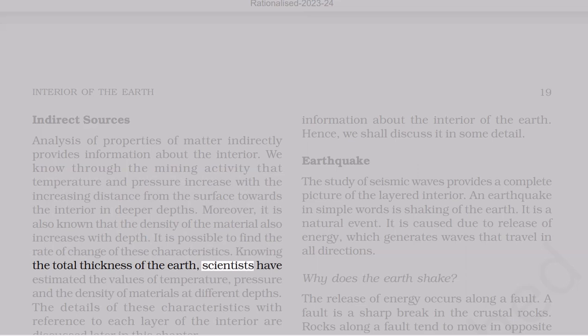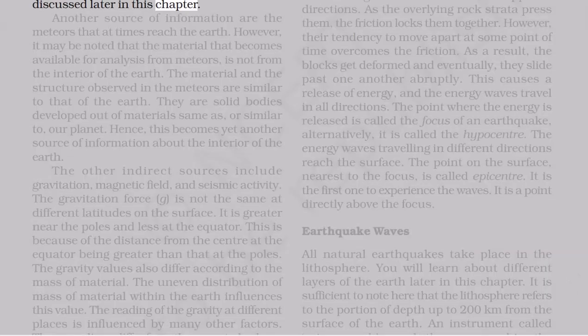Knowing the total thickness of the Earth, scientists have estimated the values of temperature, pressure and the density of materials at different depths. The details of these characteristics with reference to each layer of the interior are discussed later in this chapter. Another source of information are the meteors that at times reach the Earth.